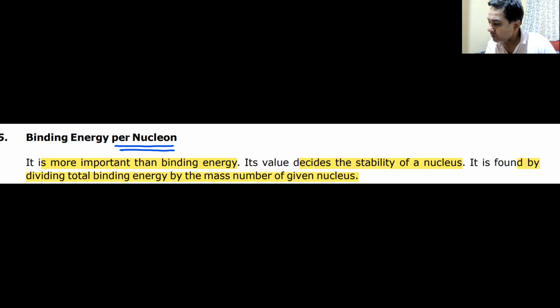I hope you are noting it down. The factor that decides the stability of the nucleus is not binding energy, but it is binding energy divided by the number of nucleons, or we call it binding energy per nucleon. Have you noted it down?